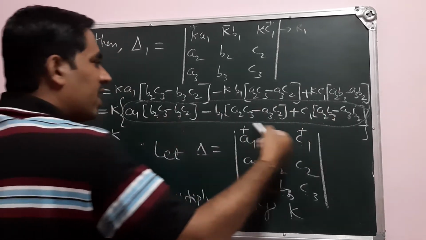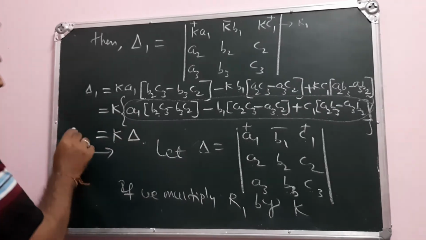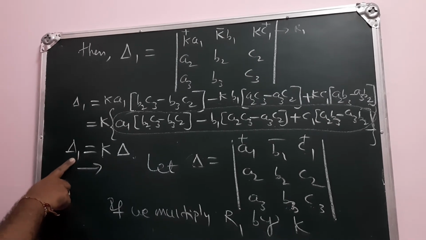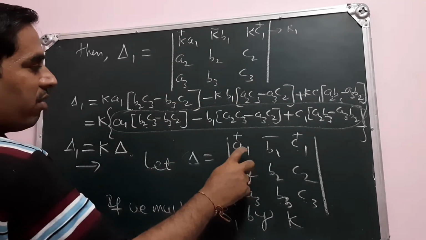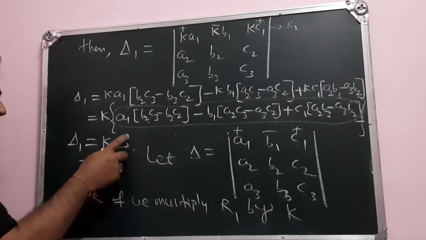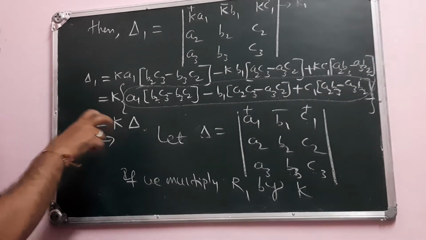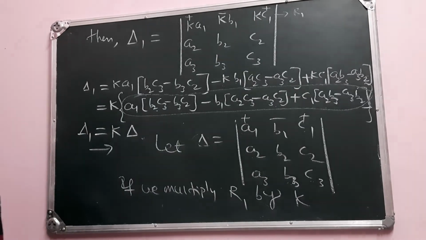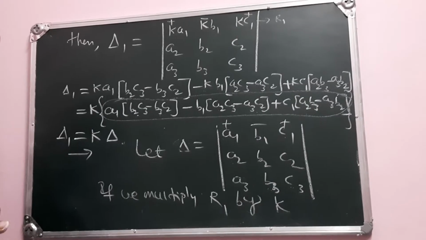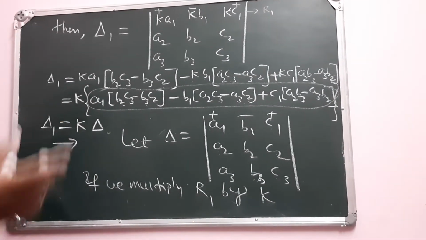All this quantity inside is nothing but delta. So k into delta. So what is my determinant? Delta 1. Delta 1 means I have multiplied the elements of the first row by k. So delta 1 is equal to the value of the determinant, delta, multiplied by the constant k. This is the general statement: if you multiply any one row or column of a determinant by a scalar or constant, then the value will be multiplied by that scalar. That is the fourth property.